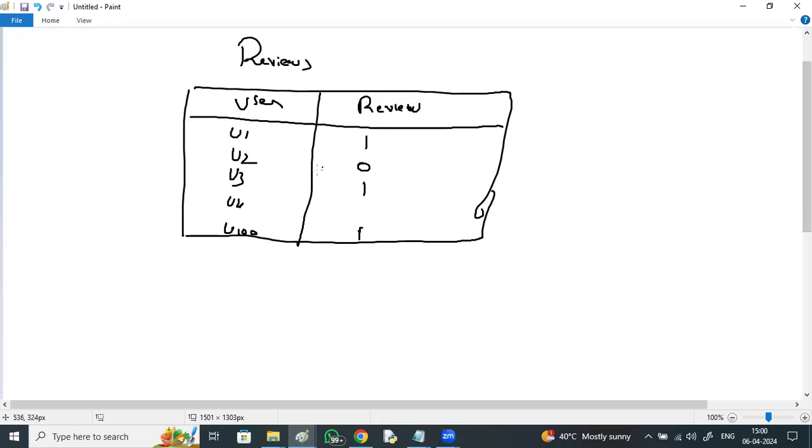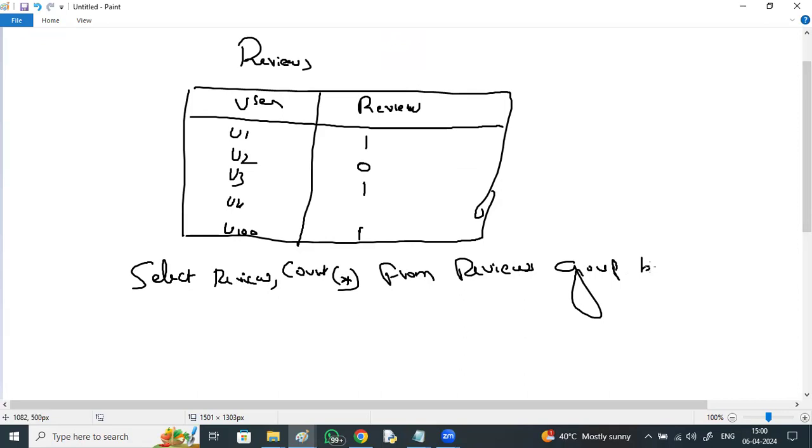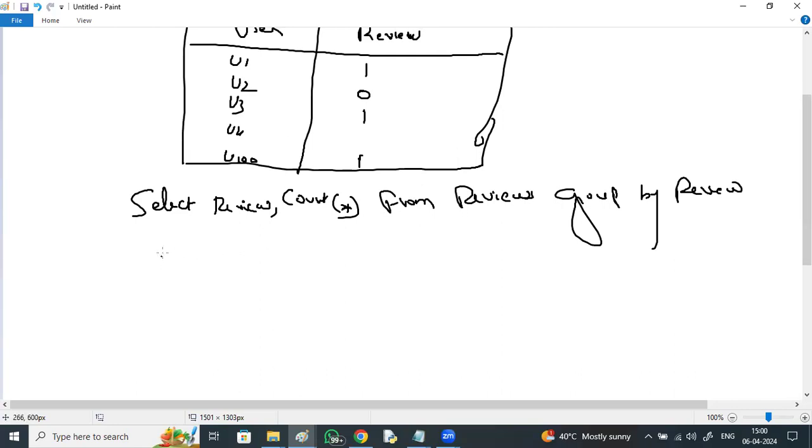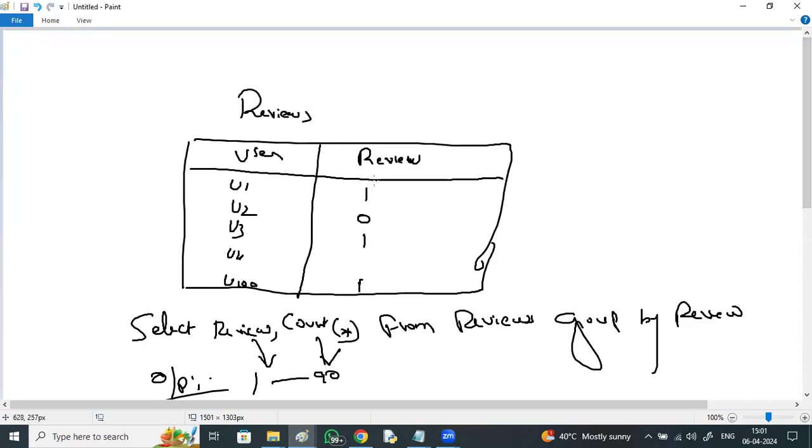Can you write an SQL query to count the number of ones and zeros? Single grouping and single aggregation: select review, count(*) from reviews table group by review. The result is like 90 people saying the movie is good and 10 people saying the movie is bad. For this kind of data that works, but generally reviews won't be given in the form of ones and zeros.